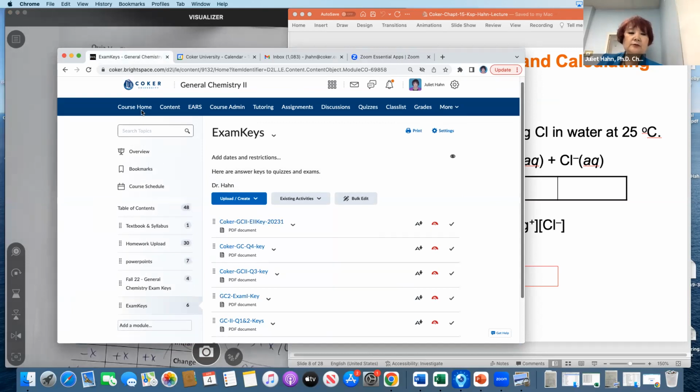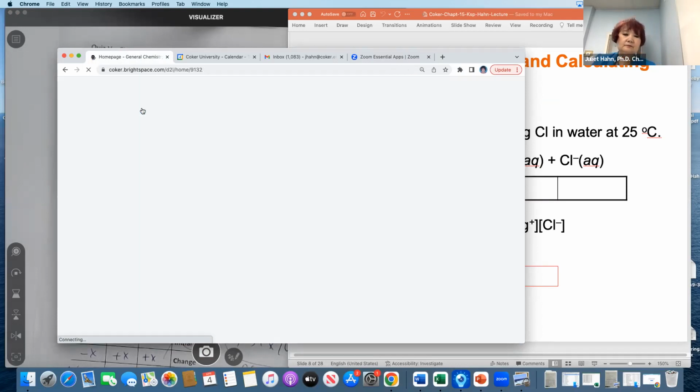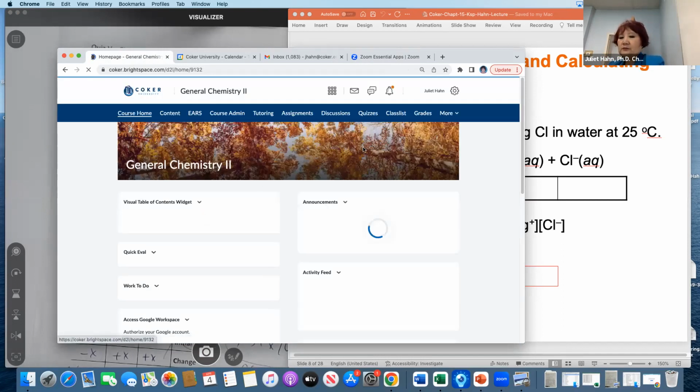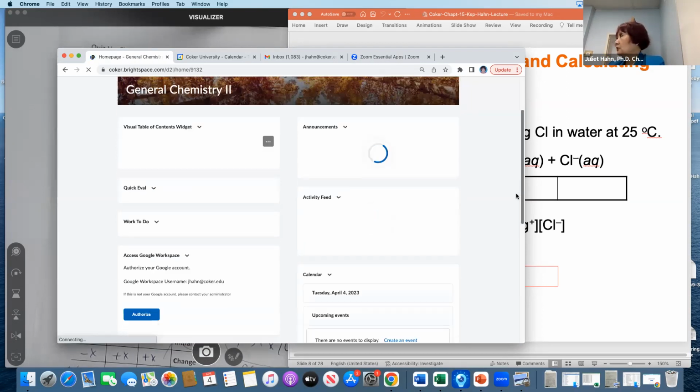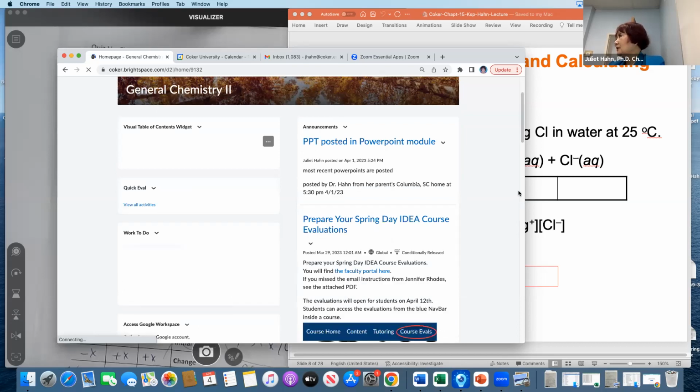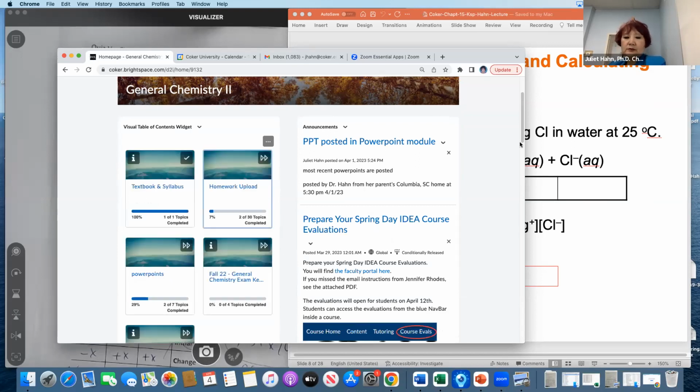So if you go to course home for your Brightspace. And the reason why I mentioned this is because it is very important that you know how to do the problems that show up on the 2 quizzes prior to the exam. So quiz 5 and quiz 6, you want to be able to do the problems that showed up on those quizzes, because they will show up on the exam. Will it be exactly the same question? It will not, but it'll be kind of similar. So here is where the exam keys are.